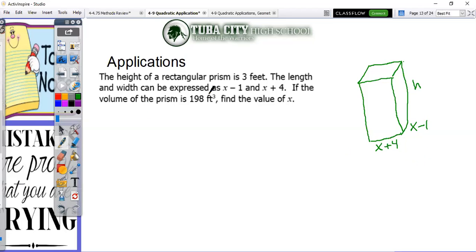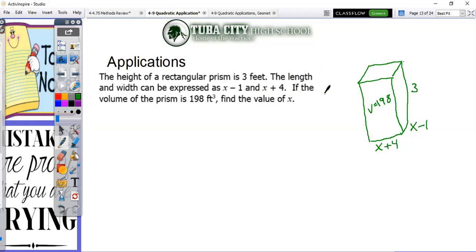If the volume of the prism is 198 feet cubed, so volume equals 198. Find the value of x, and I'm guessing that we are going to need something. Oh wait, hold on. It does say that if we look at this, the rectangular prism is 3 feet in height. So height is 3 feet. So sometimes you got to reread these things a little bit over. I don't know how I almost missed that, but that's okay though. It's a good way to see the strategies in action.